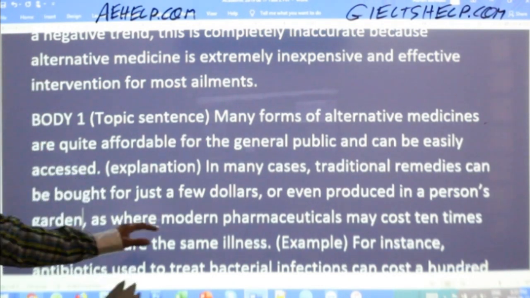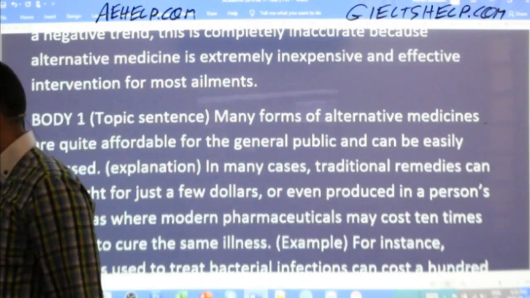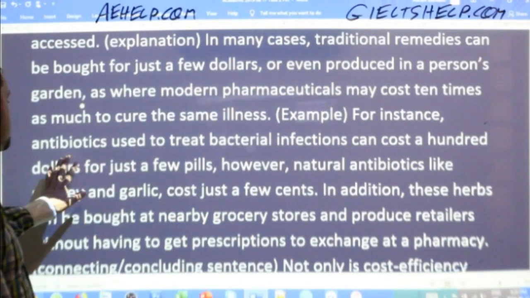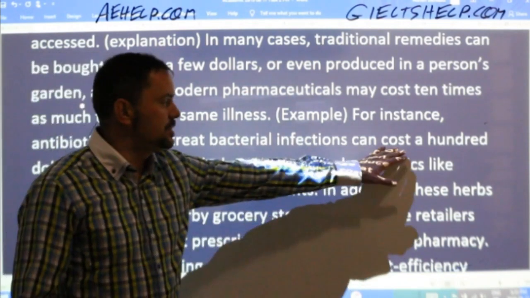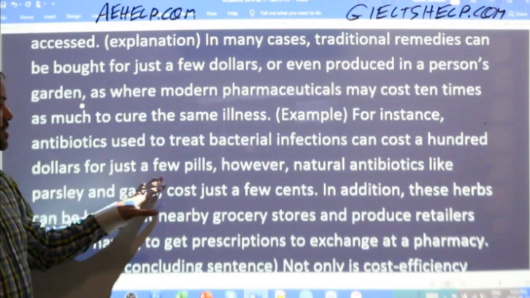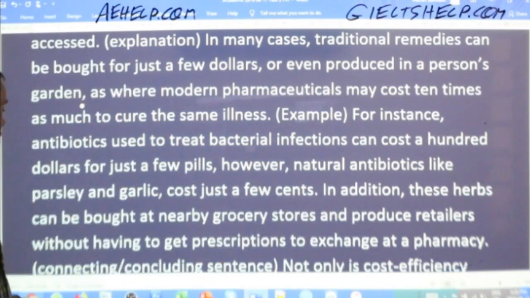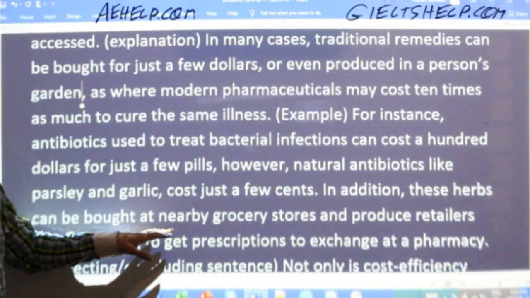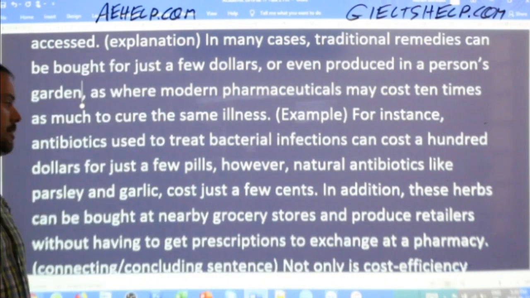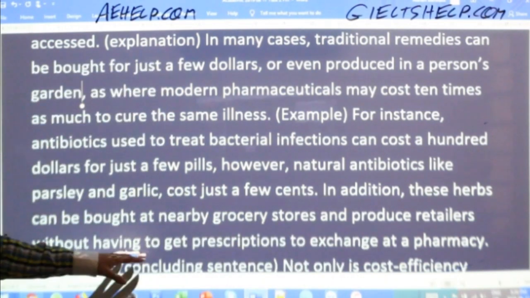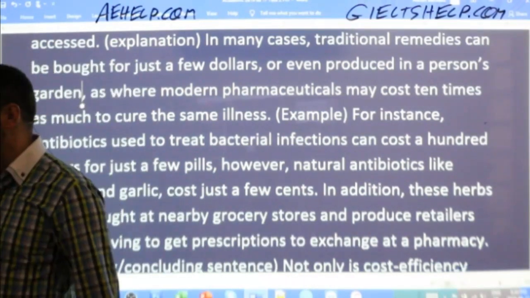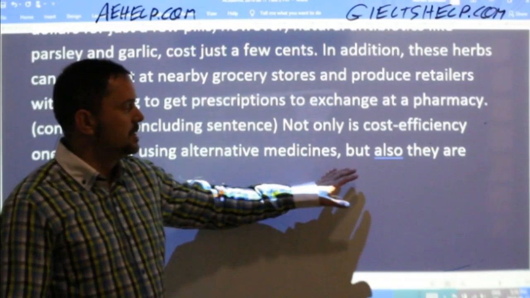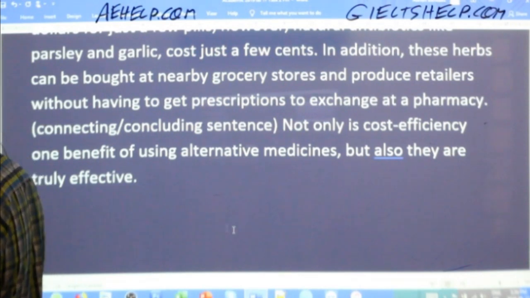So garden. As where modern pharmaceuticals may cost 10 times as much to cure the same illness. For instance, antibiotics used to treat bacterial infections can cost hundreds of dollars for just a few pills. However, natural antibiotics like parsley and garlic cost just a few cents. In addition, these herbs can be bought at nearby grocery stores and produce retailers without having to get prescriptions to exchange at a pharmacy. Not only is cost efficiency one benefit of using alternative medicines, but also they are truly effective.